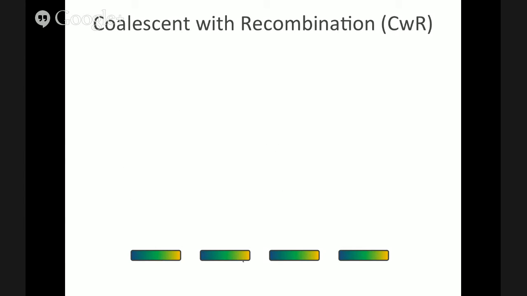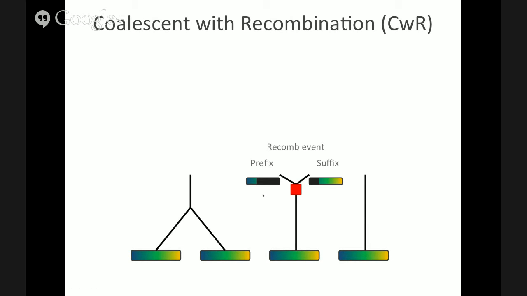So just to show an illustration of that, let's say we started off with 4 sequences from the modern day, okay? And if we go backwards in time, we would find that eventually 2 of these lineages coalesce, so that's a coalescent event. We go back a little bit further, and we might encounter a recombination event.